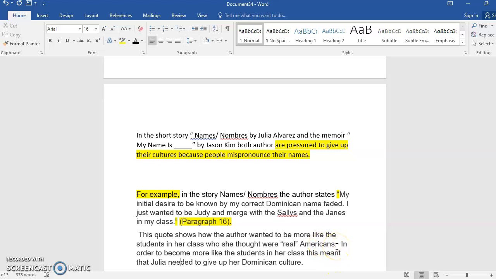Okay, feel free to take this evidence. Maybe you also don't agree with what I wrote in the commentary. But again, your commentary will be different if your assertion statement is different. Okay, so your commentary is always going to be a little bit different depending on what your assertion statement would be or your response. So again, you can take any of this that you want. You can make it your own, but just remember, you still need to find another piece of evidence from the Jason Kim article that also supports your assertion statement.